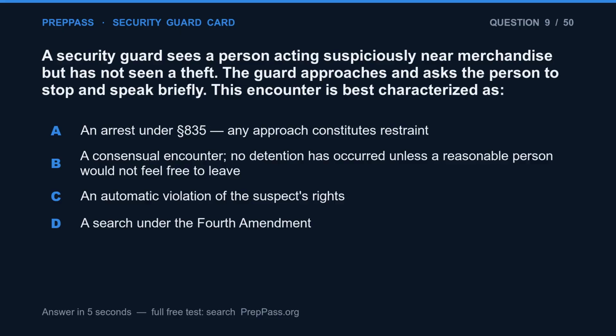Question 9. A security guard sees a person acting suspiciously near merchandise but has not seen a theft. The guard approaches and asks the person to stop and speak briefly. This encounter is best characterized as: A. An arrest under Section 835, any approach constitutes restraint. B. A consensual encounter, no detention has occurred unless a reasonable person would not feel free to leave. C. An automatic violation of the suspect's rights. D. A search under the Fourth Amendment.